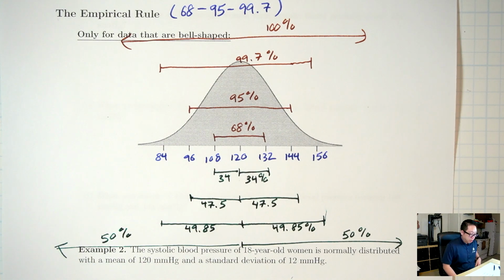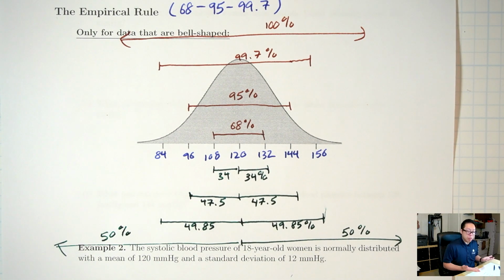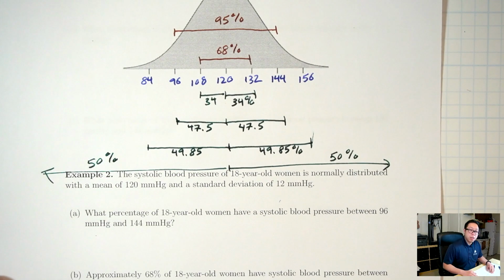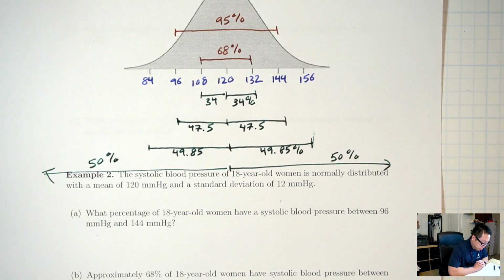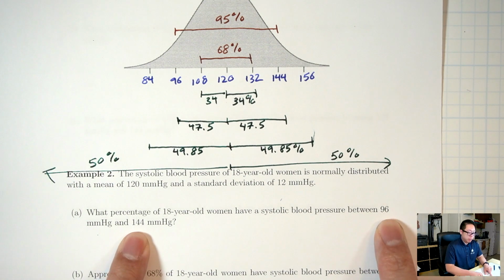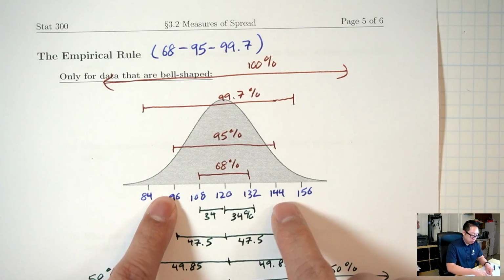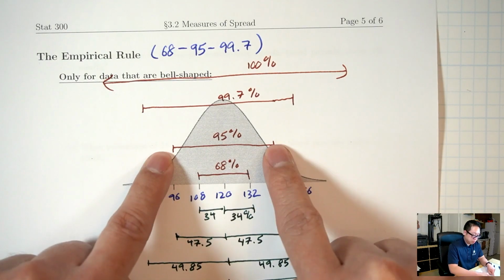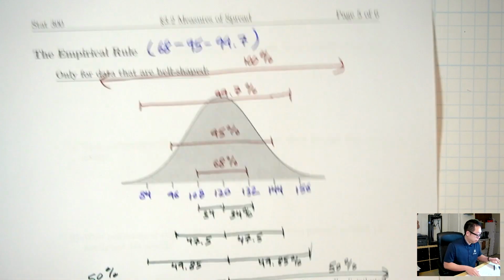Okay, so all of these questions in example 2, we're going to answer by staring at this picture. Part A, B, and C should be pretty easy because they come directly from the picture. So part A says, what percent of 18-year-old women have systolic blood pressure between 96 and 144? So between 96 and 144, 95%.